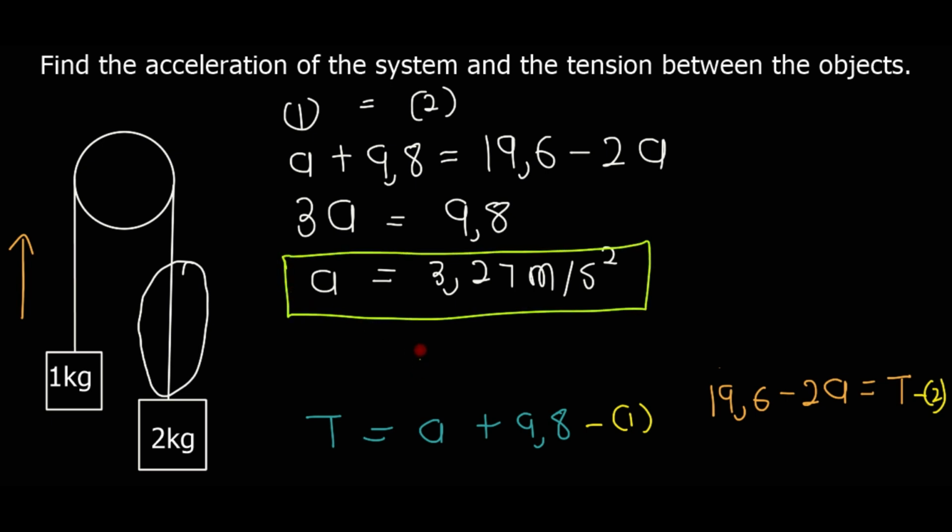And then now because we have the acceleration, we can find the tension. We substitute this acceleration in either equation 1 or 2. Let me substitute in equation 1. So we have 3.27 plus 9.8, which gives us 13.07 newtons. So this is our tension. So that's it for this question, and that's it for this tutorial.